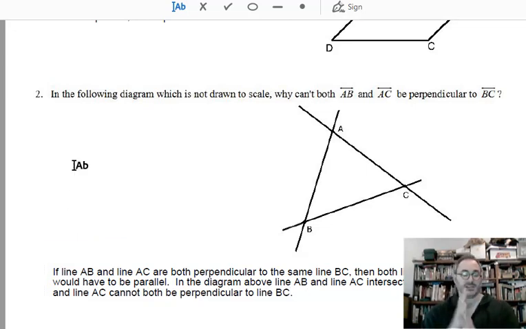Rather than saying it's true that they both can't be parallel. It's true they both can't be parallel if they intersect. That's not the question I'm trying to answer. I got to answer the question I'm given.